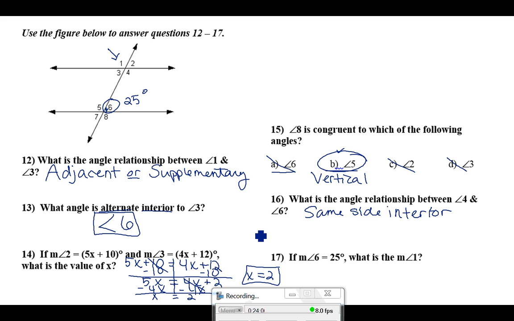So if the measurement of angle 6 is 25, we're looking for angle 1. They have to add up to 180 degrees. And we have a one-step equation. Subtract 25 from both sides. So the value of x, or the measurement of angle 1, is going to equal 155 degrees.